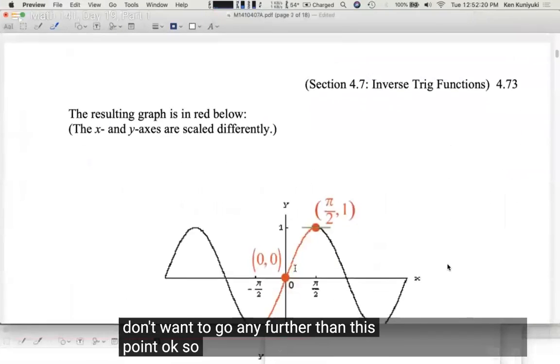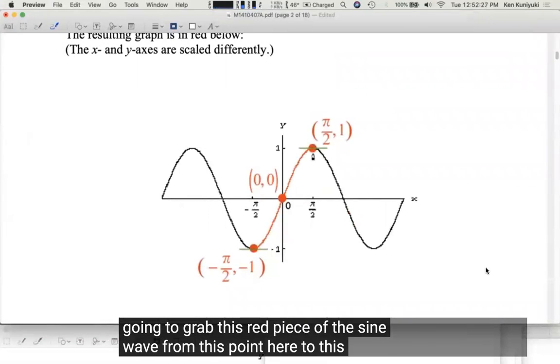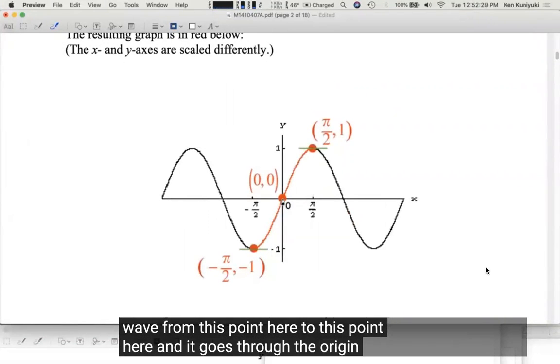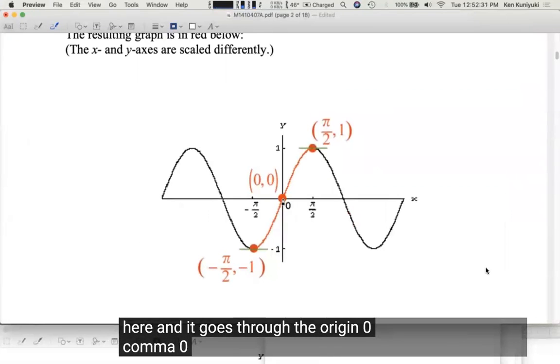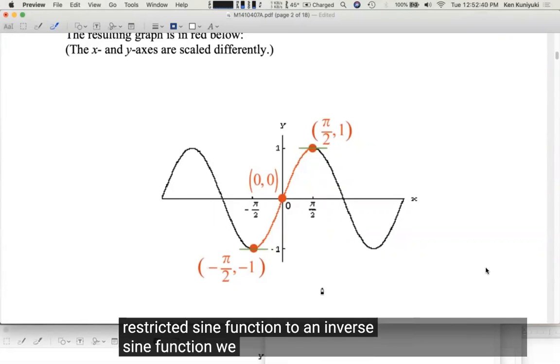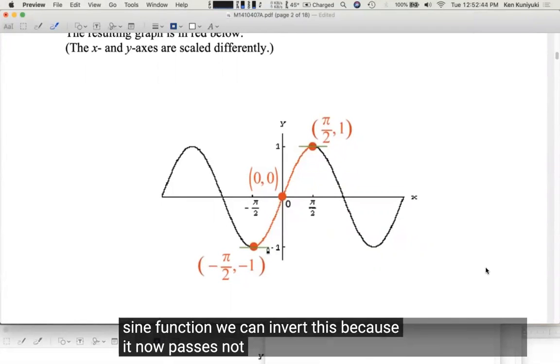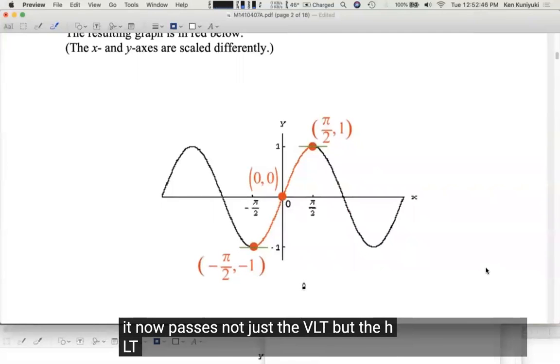Okay, so we all agree that we're going to grab this red piece of the sine wave from this point here to this point here, and it goes through the origin, 0, 0. So then, how do we go from this restricted sine function to an inverse sine function? We can invert this because it now passes not just the VLT, but the HLT.